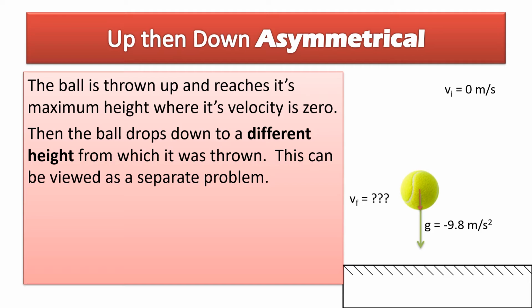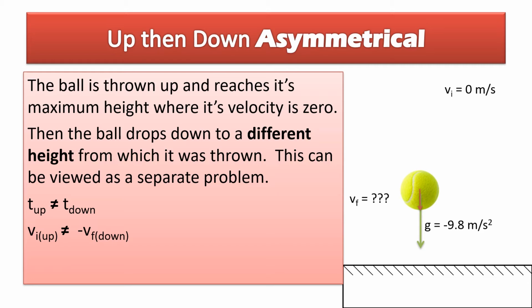So a couple of the things that we said last time aren't true anymore. The time up is not equal to the time down. It takes more time during the first segment to reach the maximum height, and then it's actually less time during the second segment because it doesn't go down as far. It doesn't have to do the whole path. In addition, the initial velocity is not equal in magnitude to the final velocity anymore.